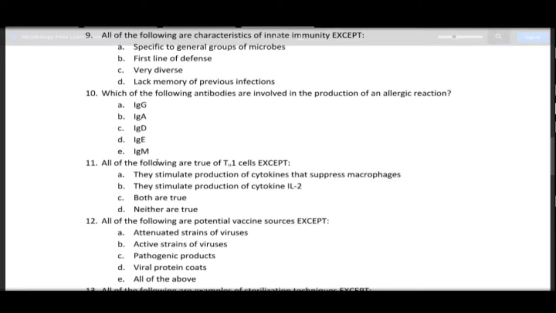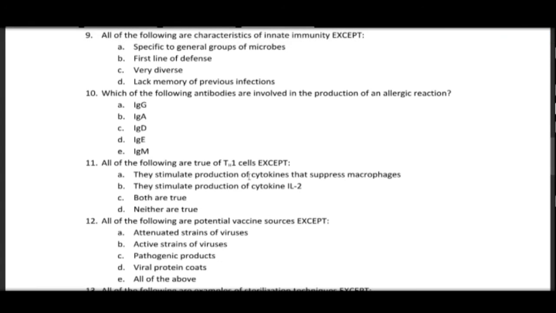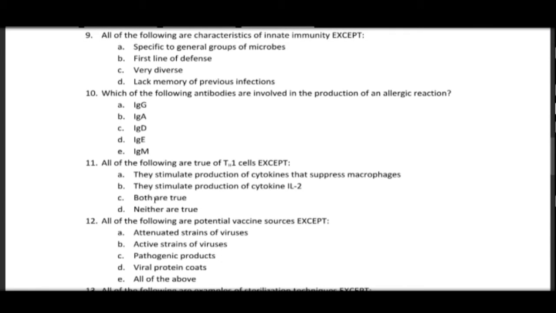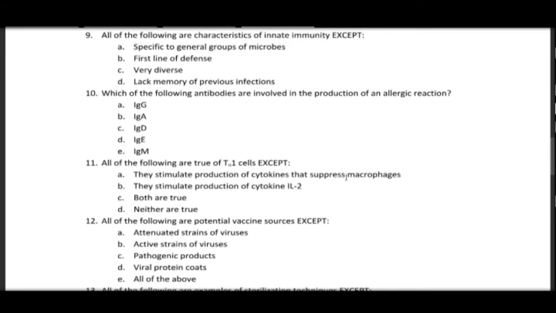So they're not going to produce cytokines that are suppressing. They're going to produce cytokines that help macrophages become more active. They're doing the opposite, because the macrophages are going to help phagocytize the invaders and the pathogens. So A is not good. If A isn't true, then C is also not true because it says both are true. We want to help get the macrophages moving and do the opposite of suppressing.